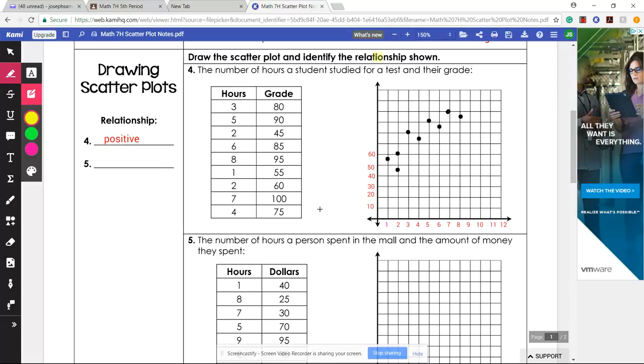So it looks like when he or she studied for 3 hours, they got a score of 80%. When they studied for 5 hours, they scored a 90%. When they studied for 2 hours, they got a 45%, and so on and so forth. So I went ahead and labeled my X and Y coordinates. My X coordinate was always the independent variable, so the hours, and my Y coordinate is the dependent variable. Well, the grade is my dependent variable.